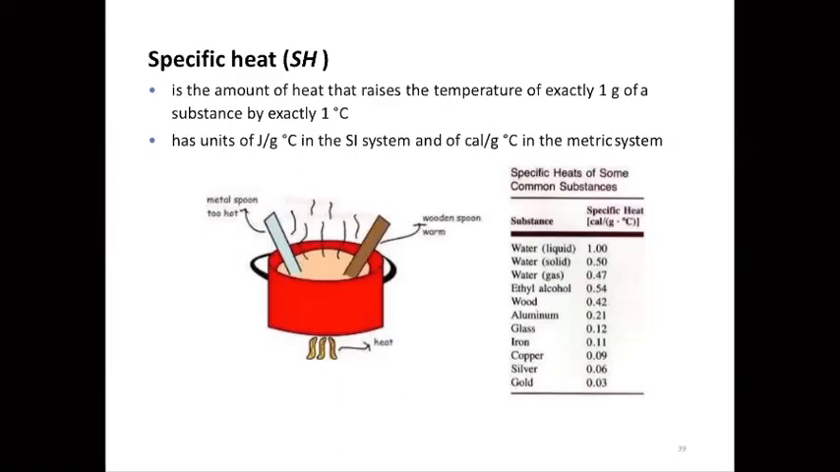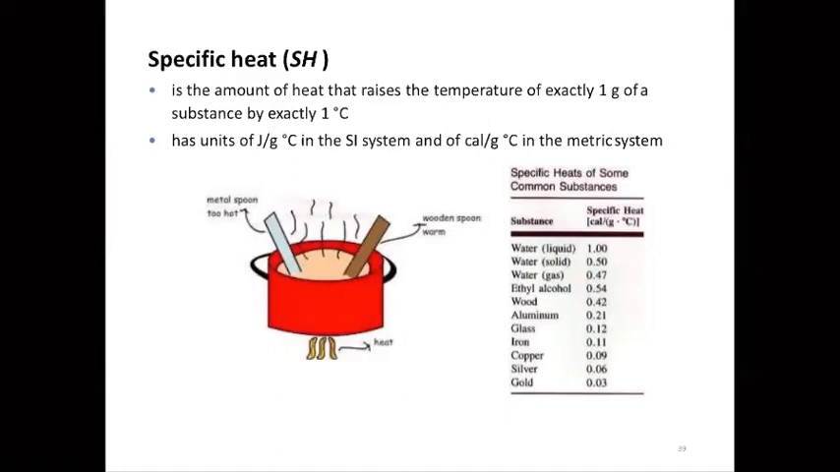Let me warn you, in the textbook, there's a whole idea of specific heat and equations and math and all that kind of stuff. I want to teach you guys about specific heat in terms of application. So I want you guys to understand the concept of specific heat instead of doing all the math of specific heat, okay? So the definition of specific heat is the amount of heat that raises the temperature of exactly 1 gram of a substance by exactly 1 degree Celsius.